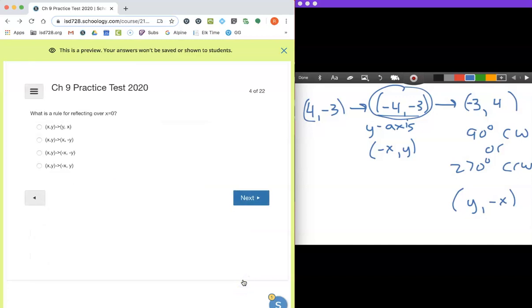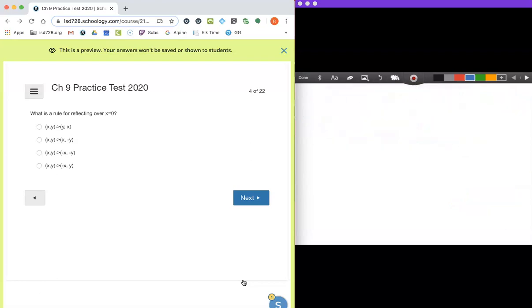Okay. Remember these rules now. They should all be written down somewhere. Your note card would be a great place for it. They want, what is the rule for reflecting over x = 0? Remember, we've talked about that. That is this line right here. Okay, this is the line x = 0.